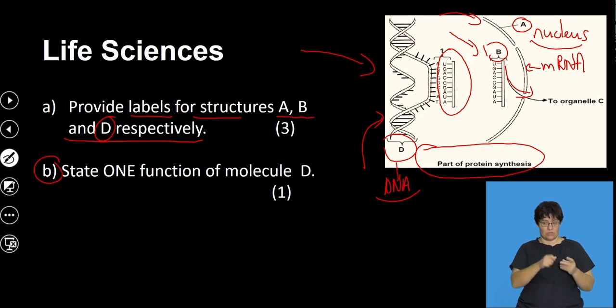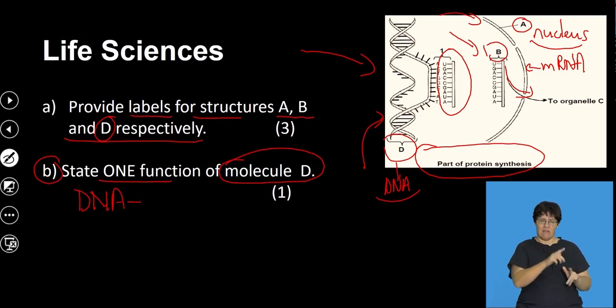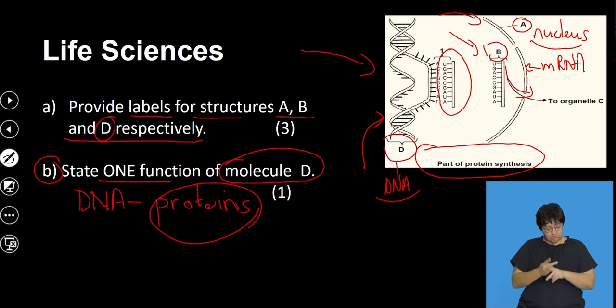The next question: state one function of molecule D. If you go back to DNA and what we're currently looking at, DNA codes for life, and if we try and unpack that further, what do we mean by that? It codes for genetic information, and that is often for the production of proteins. Proteins are produced because we get that information from DNA, and that is due to the expression of the characteristics of the cell. Interesting question.